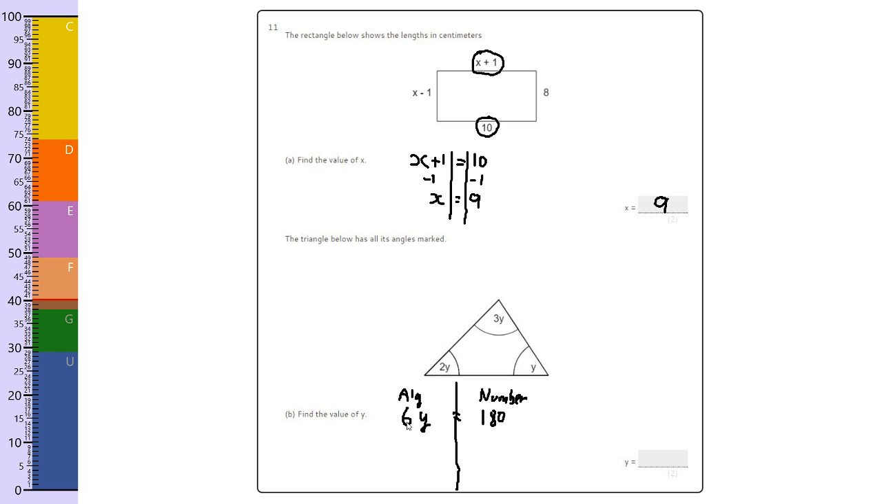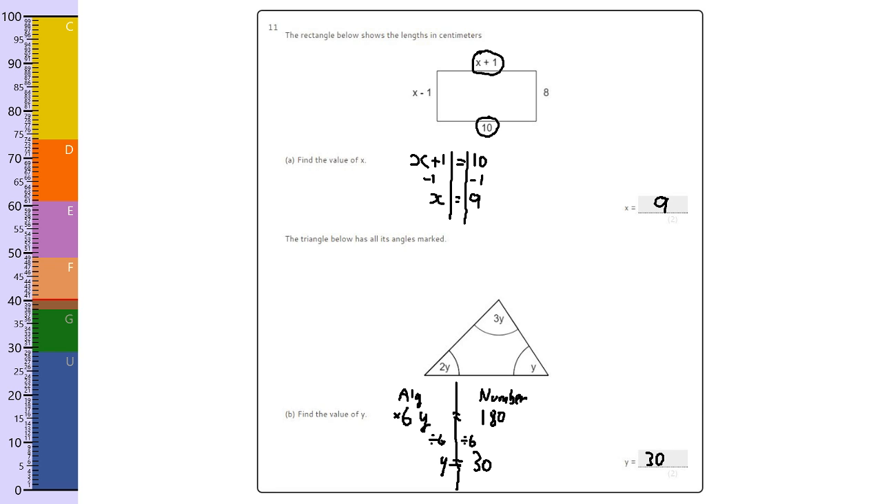Now, I said do the opposite of the plus 1 earlier, so we took away 1. Well, what is that 6 doing to the y? Well, that's timesing it by 6. So what's the opposite of times 6? Well, divide 6. So we're going to divide 6 both sides. We get y equals, and I'm going to use my calculator, 180 divided by 6, yeah, 30. So y is therefore 30.